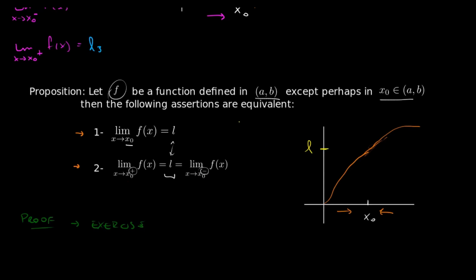And now something I want you to notice is that it says that the following assertions are equivalent. So when we have this, it means we have to prove that 1 implies 2, and also that 2 implies 1. So this is another way of defining the limit of a function at x0, saying just that the one-sided limits are equal. Let's do a few exercises.